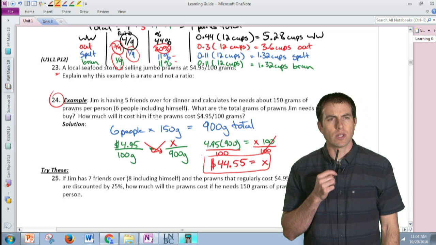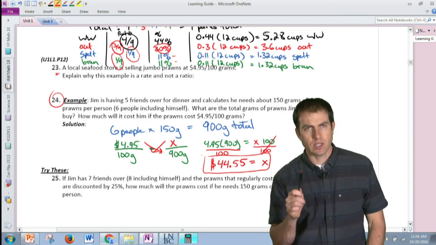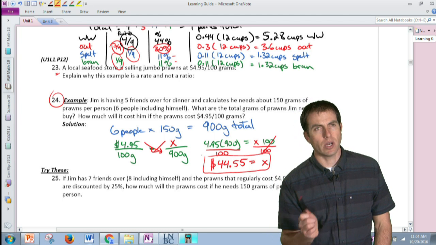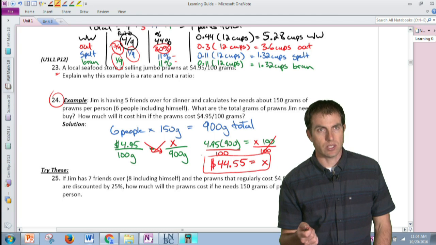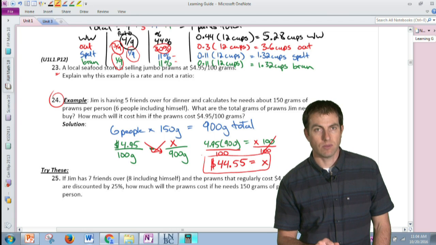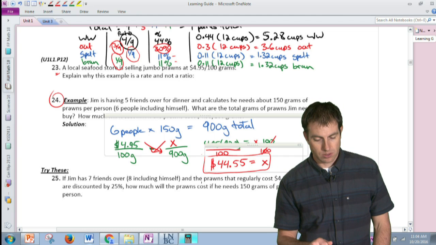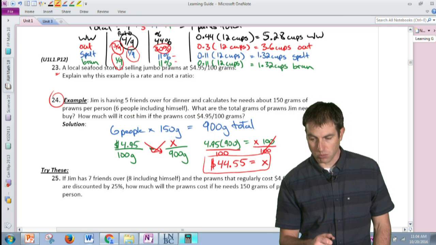You probably could have just worked that one out in your head, not the math, but just the setting up, because you're like, okay, there's 6 people, 150 grams per person. So you have the 900 grams total. Then you just take, okay, 100 grams costs $4.95. You could just do that 9 times. So really that's all we did, was multiply $4.95 times 9 to end up where we did.